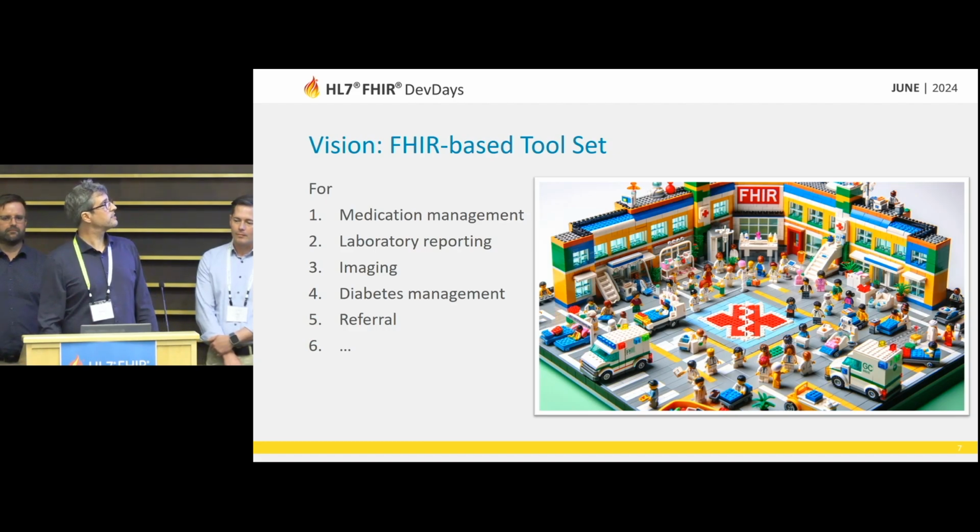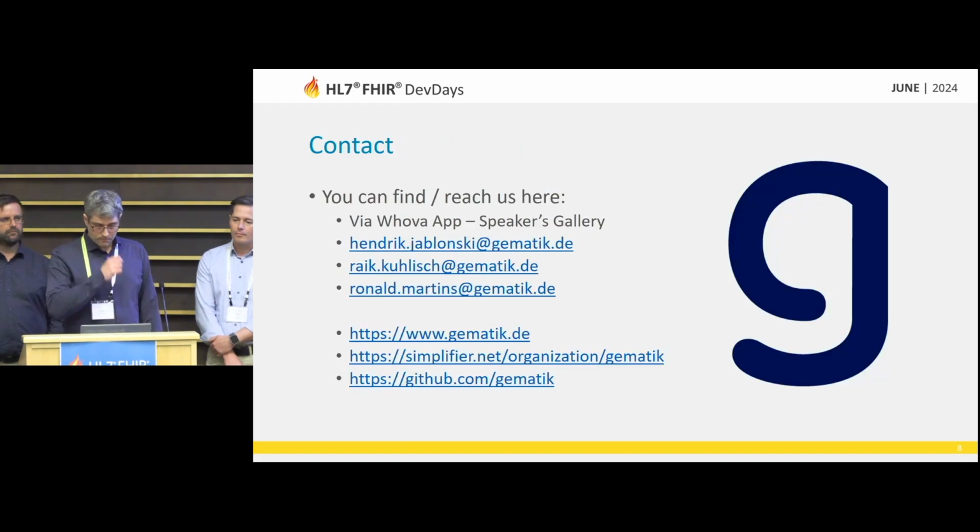And the next things we want to go for is, again, medication, but here more for the management, for planning, and of course laboratory reporting, so with the service request to the lab and so on. Imaging is quite similar with FHIR. Of course, diabetes management, and so on. So, our context.